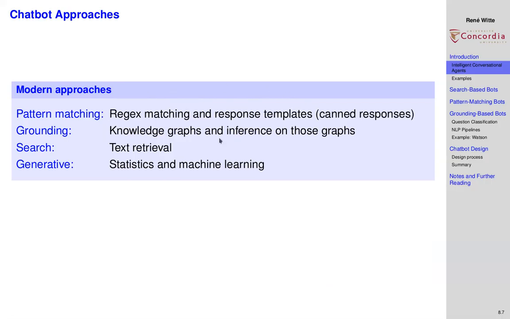Another technique is based on grounding, and grounding means that you're trying to ground the conversation in real-world knowledge. This means using knowledge graphs and doing some kind of search and inference on these graphs. Search-based bots use techniques from information retrieval. This goes back to what we've just covered in previous weeks. And generative, we are not going to cover in this lecture; we're going to look at them in later lectures. These are the ones that generate new answers, and the modern ones use deep learning techniques.